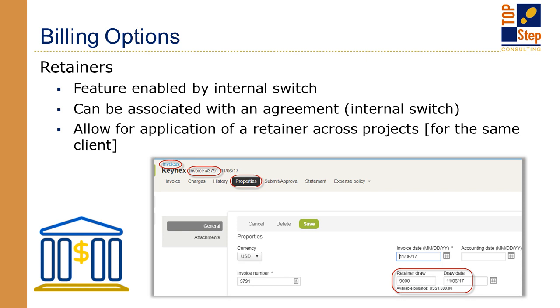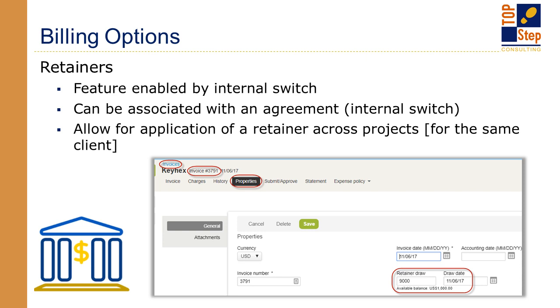But if you've got 3 different projects with the same client and they've got a retainer and they want to pull from the retainer fund to put that money toward a second project that's just starting, you can certainly do that. And to do that, once the invoice is generated on that properties form, there is an option with this feature enabled to indicate how much money you want to draw or use from the retainer and the actual date.